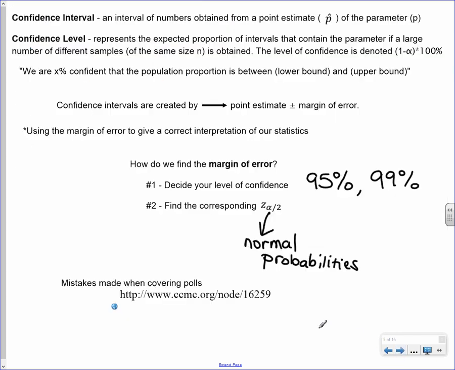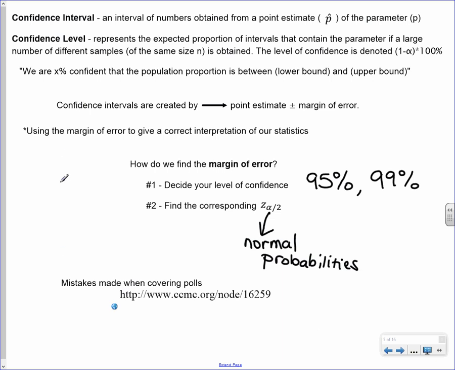So how do we create these polls? Or not create the polls, sorry, how do we create the statistics that we get from the polls and how do we use them correctly? So what we're going to talk about in this chapter is creating confidence intervals. A confidence interval is an interval of numbers obtained from a point estimate of the parameter.